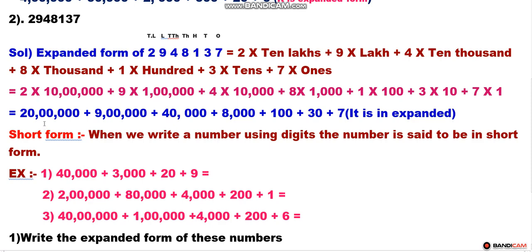2 into 10 lakhs, 20 lakhs plus 9 into 1 lakh, 9 lakhs plus 4 into 10,000, 40,000 plus 8 into 1,000, 8,000 plus 1 into 100, 100 plus 3 into 10, 3 tens are 30 plus 7 into 1, 7 ones are 7. It is expanded form of the given number. Our first topic is finished. What is our first topic? Expanded form. Yes, it is finished.